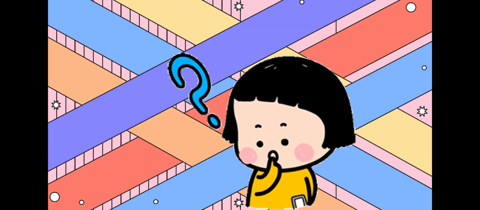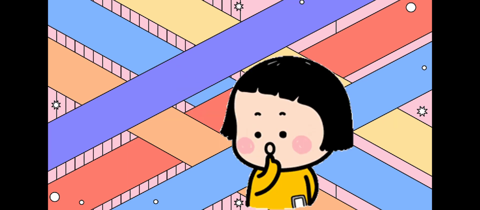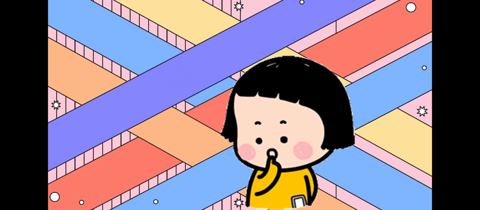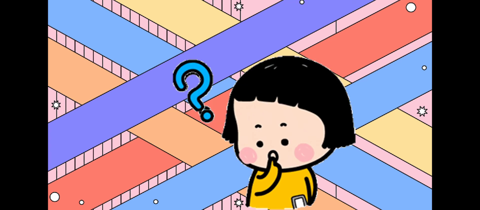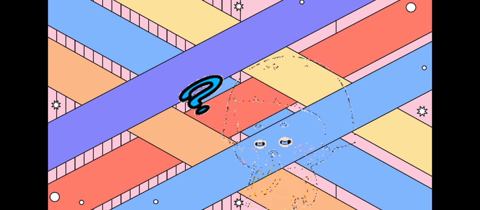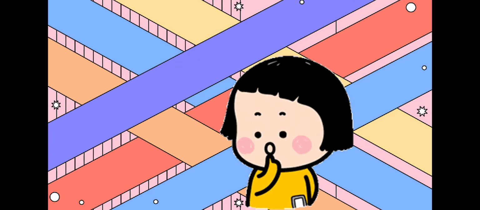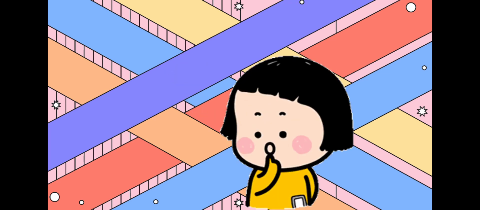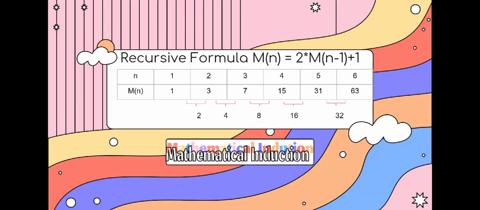So before we proceed, let me ask you a question. Can we use the recursive formula in finding the steps for 100 discs or 1000 discs? The answer is yes. However, it is difficult for us because you have to know first the moves in 99 discs to get the moves in 100 discs. So we can apply here the mathematical induction.